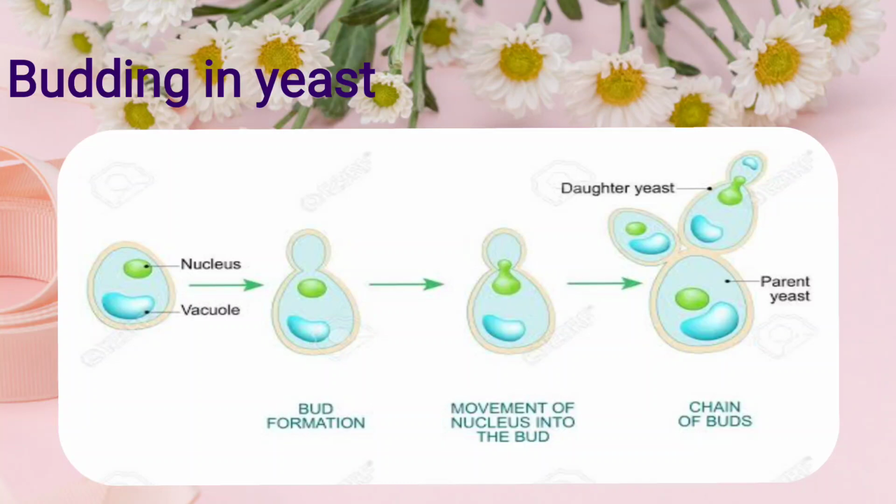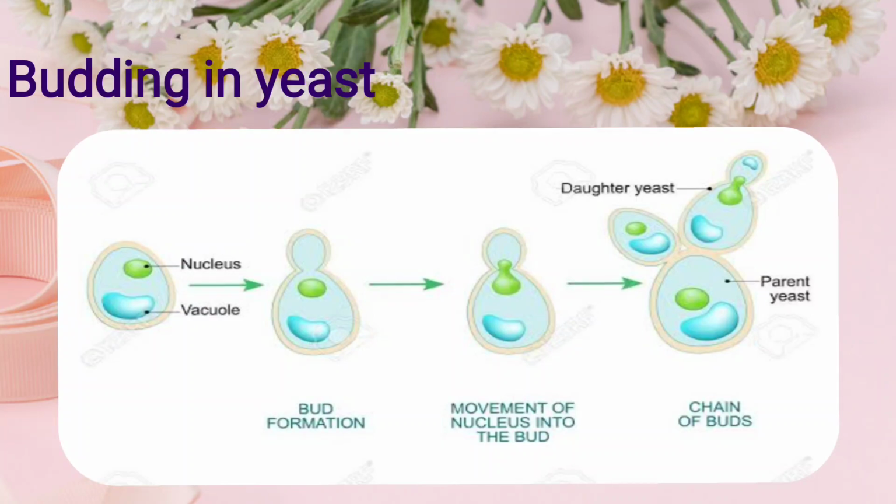The bud gradually grows and gets detached from the parent cell and forms a new yeast cell. The new yeast cell grows, matures, and produces more yeast cells. Sometimes another bud arises from the bud, forming a chain of buds. If this process continues, a large number of yeast cells can be produced within a short period of time.